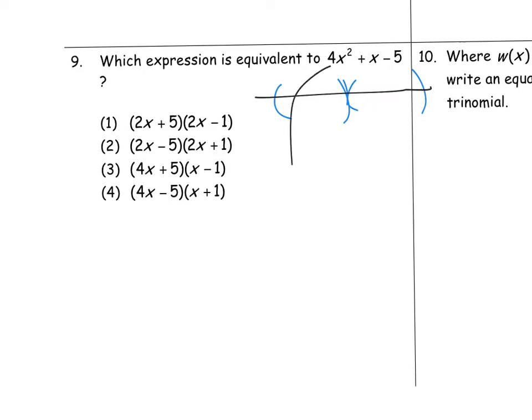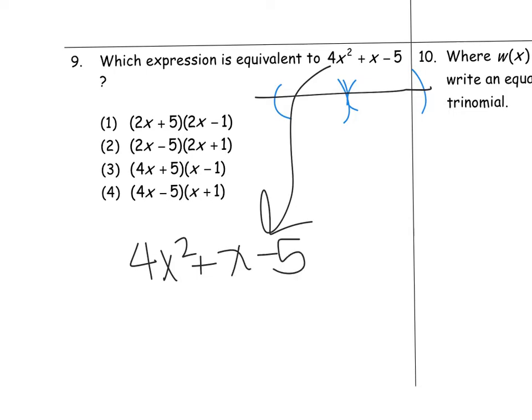What we have to do, and I'm going to write this down here, is use the method from class, where we're going to turn this into 4 terms so that we can factor by grouping. We're going to multiply the first term to the last term. When I multiply 4x squared by negative 5, I end up with negative 20x squared.